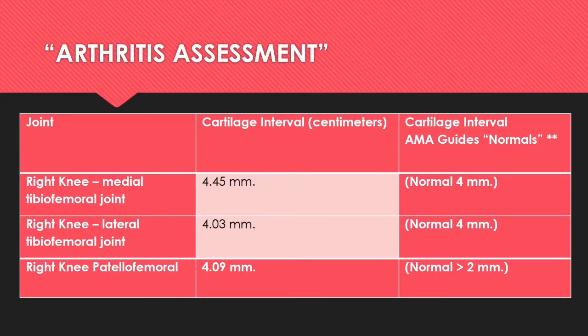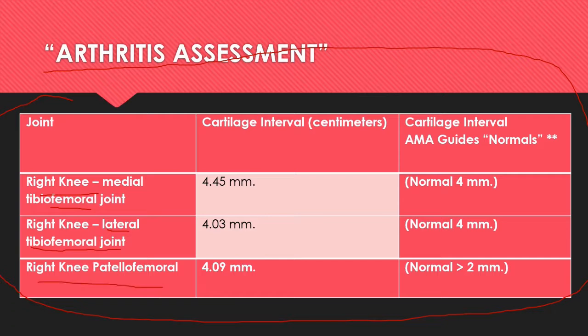Now in your report, when you present the findings of your cartilage interval measurements to the reader of the report, it's always helpful to present those findings in the format of a table. So here's a table that you can adopt for use in your own report. And here you provide the reader of the report the joint that you're assessing. This is the medial tibial-femoral joint. We also do the lateral tibial-femoral joint, and then also the patellofemoral joint.